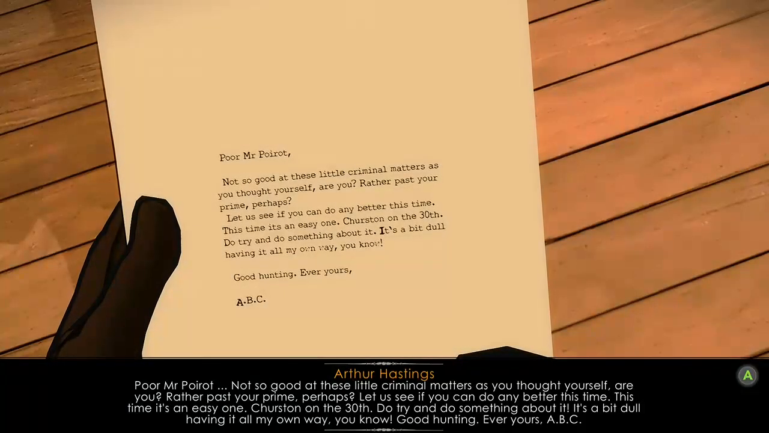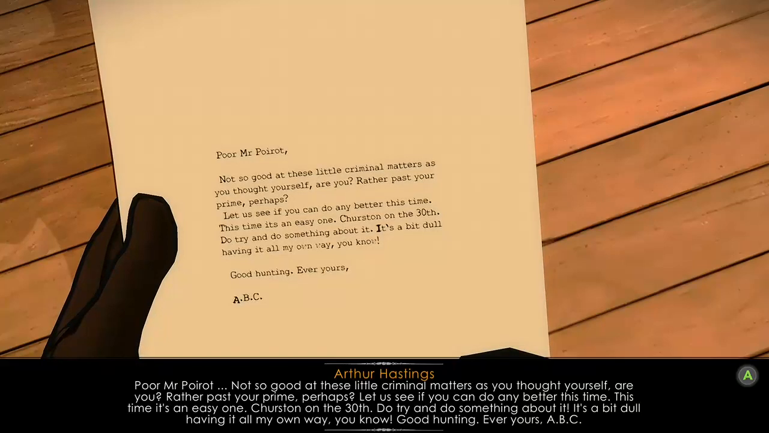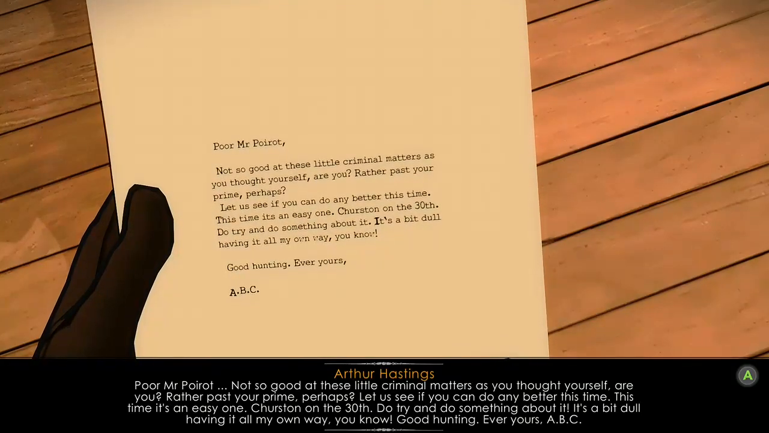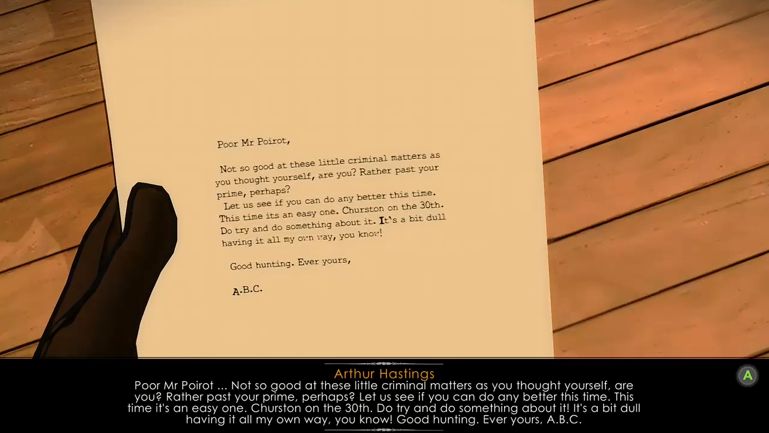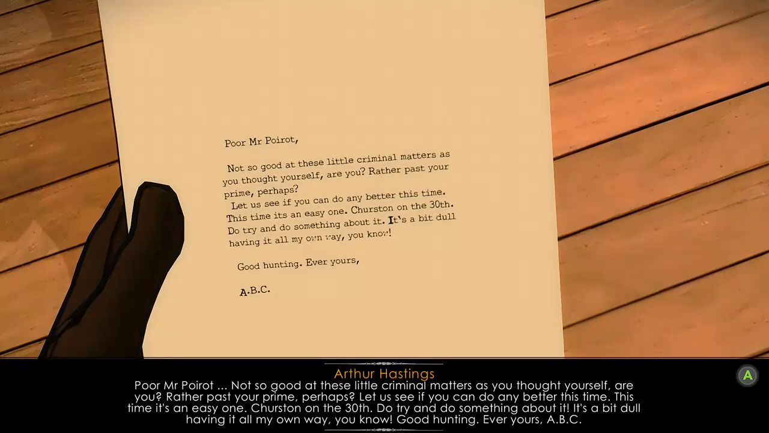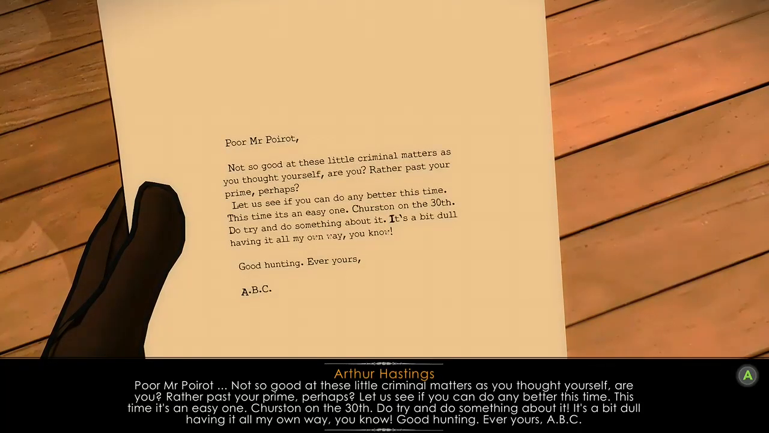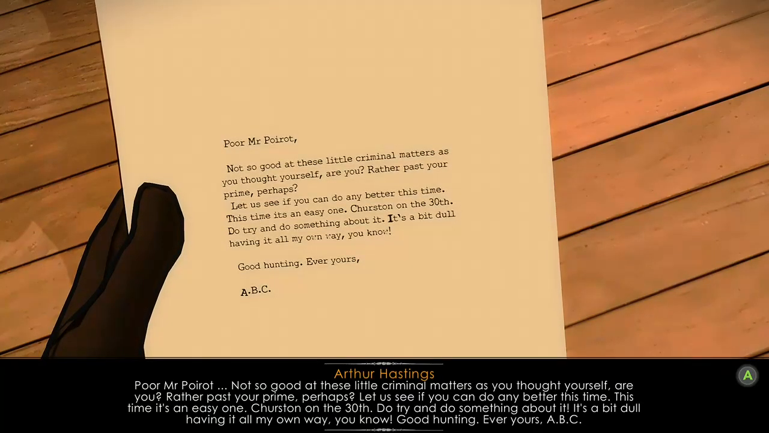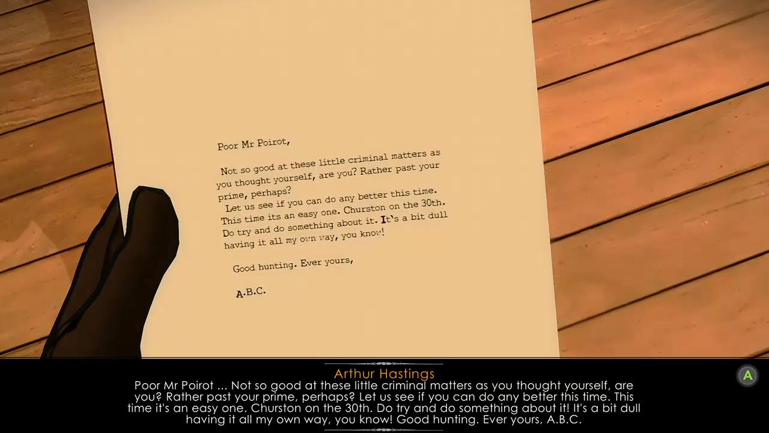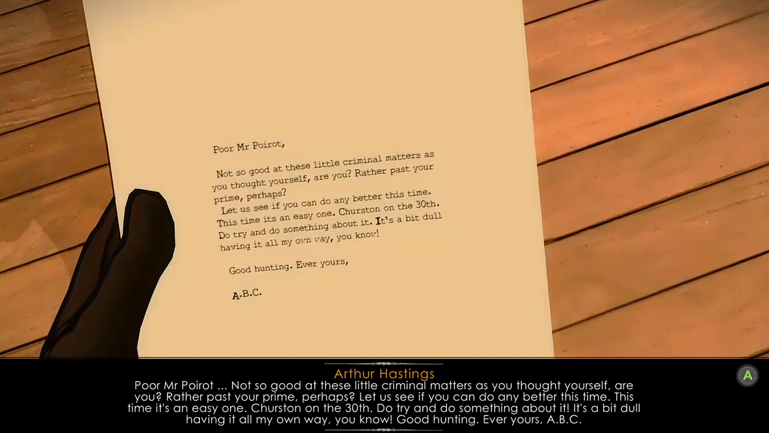Poor Mr. Poirot, not so good at these little criminal matters as you thought yourself, are you? Rather past your prime, perhaps. Let us see if you can do any better this time. This time, it's an easy one. Churston on the 30th. Do try and do something about it. It's a bit dull having it all my own way, you know. Good hunting. Ever yours, ABC.